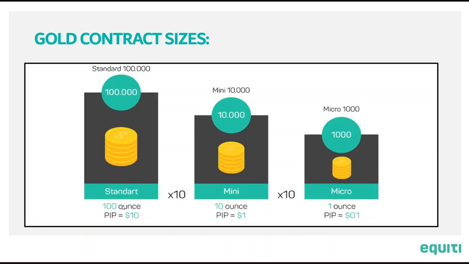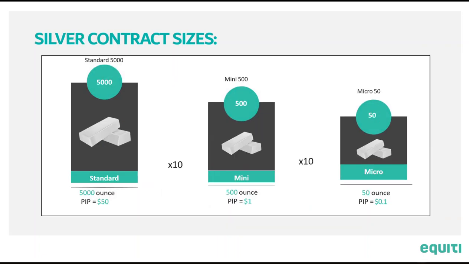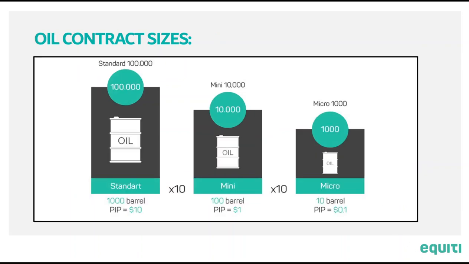For gold, it's 100. For a standard lot, you're buying 100 ounces. For a mini lot, you're buying 10 ounces. And for a micro lot, you're buying 1 ounce, which is 1,000 micro lots. For silver, it also has its own different value and number, which means 5,000 for a standard lot, 500 for a mini lot, and 50 for a micro lot.